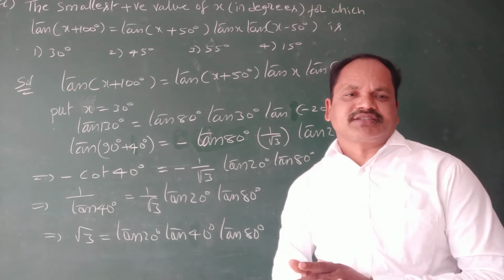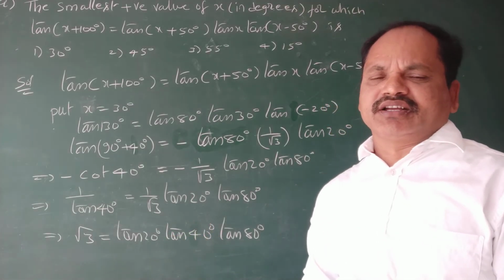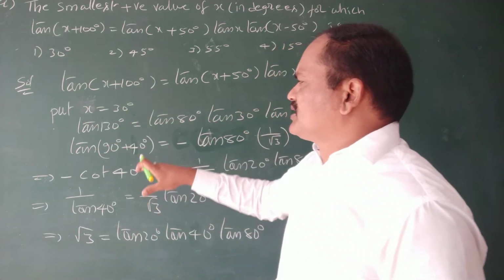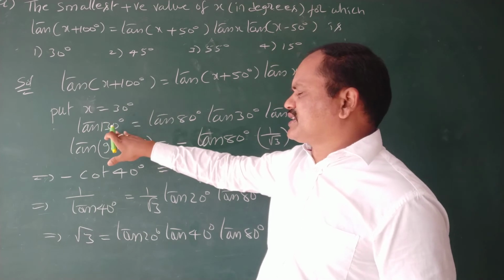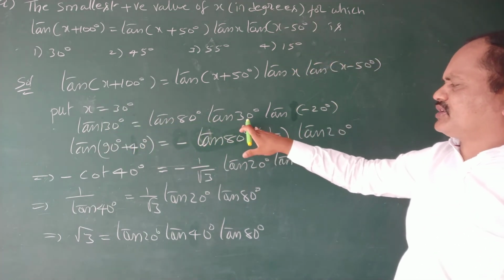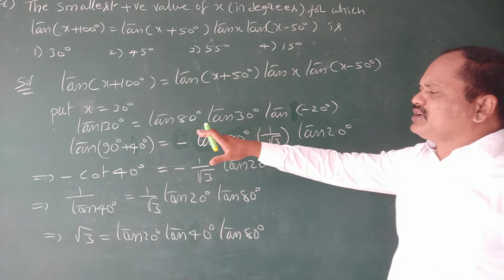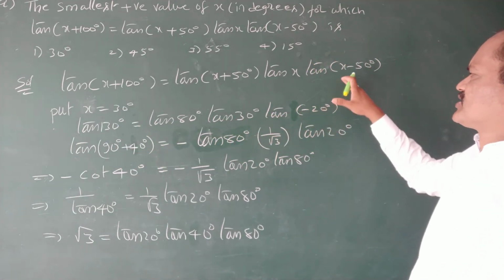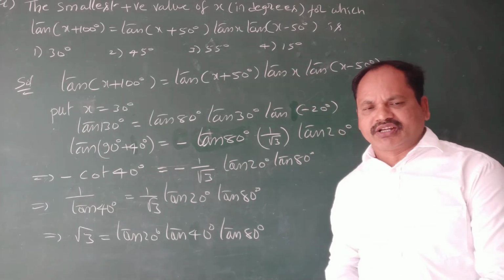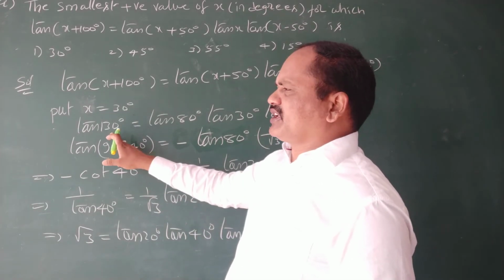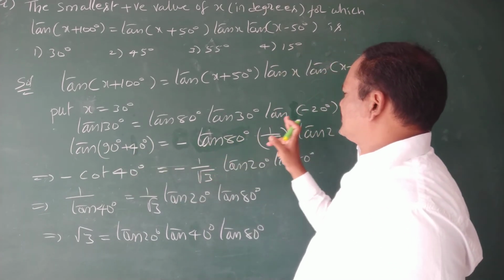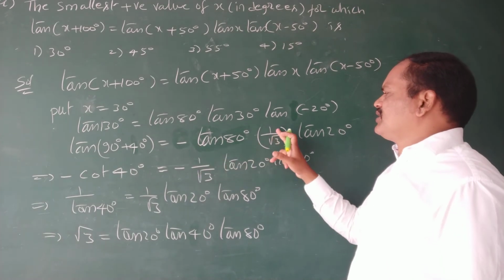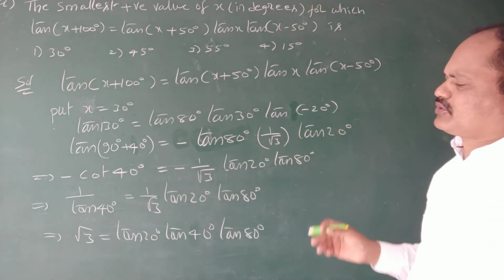By option verification it is very easy. Suppose we take x equal to 30 degrees and substitute 30 in place of x. Then tan 130 degrees is equal to tan 80 degrees times tan 30 degrees times tan(−20). This 130 can be written as 90 plus 40. Now tan(−θ) is −tan θ, so we get minus tan 80, tan 30 is 1 by root 3, and tan 20.